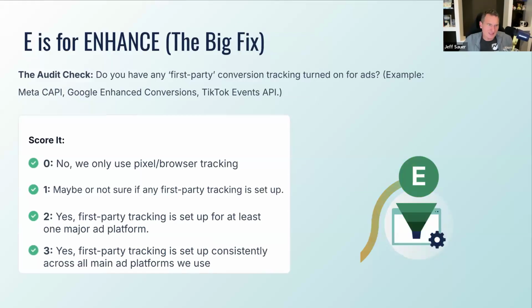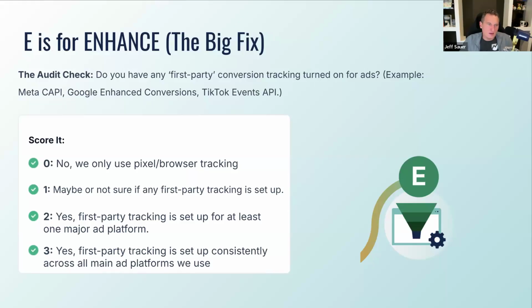Okay. Enhance. Do you have any first party conversion tracking turned on for ads? Meaning Meta Conversion API, Google's enhanced conversions, the TikTok Events API, anything that sends first party data. Now, if you don't know what first party data is, because I haven't defined it for you, that's totally cool. The idea would be that you're tracking these things probably with server side tracking. Okay, this is pretty specifically going to be around server side. So you're using the Meta Conversions API to send conversions, or anything along those lines.